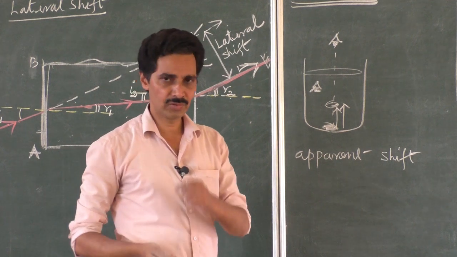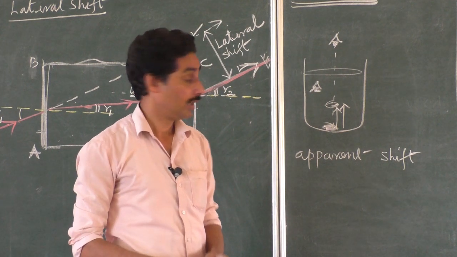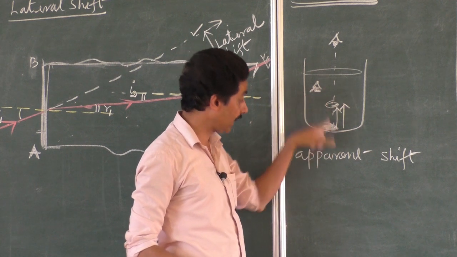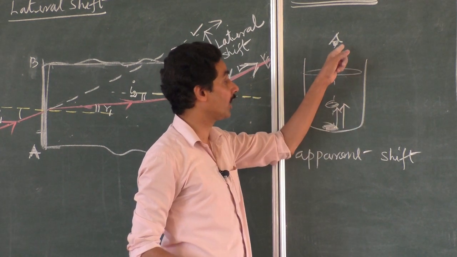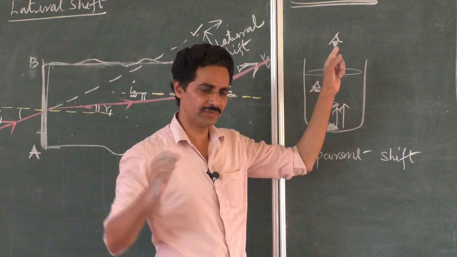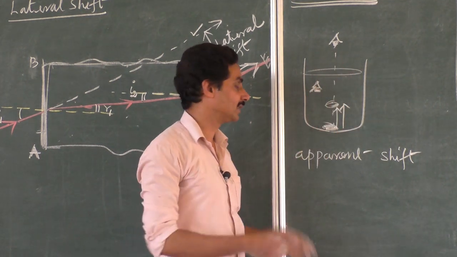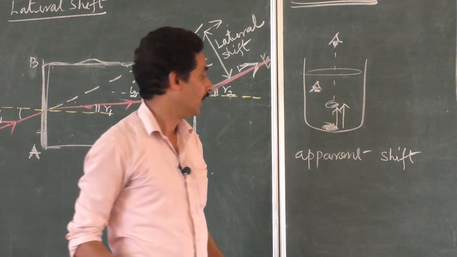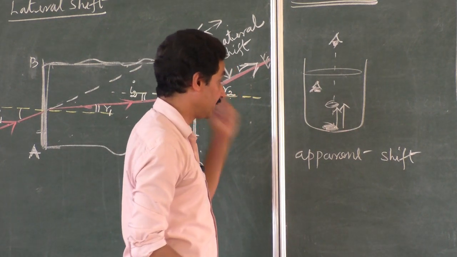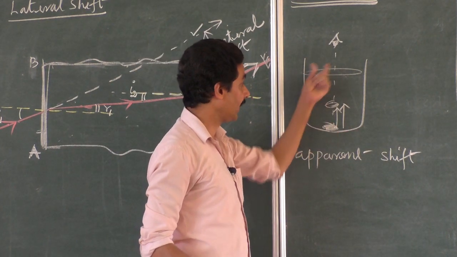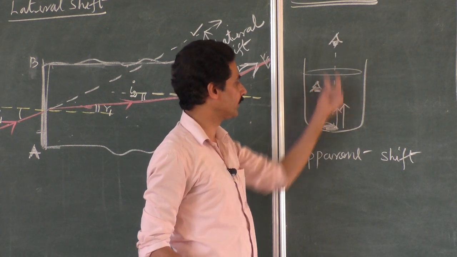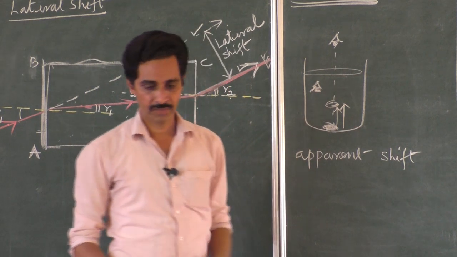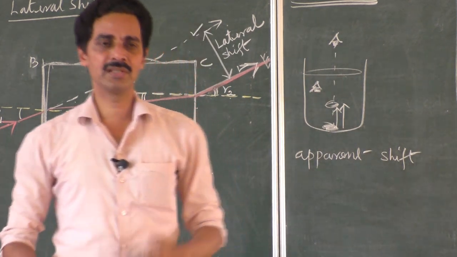So all these things should be mentioned in the definition. Apparent shift in the object position, which is kept in one medium and viewed normally from the other medium. So every word is important. If you miss any one keyword, you lose the mark, and it doesn't carry meaning. Apparent shift in the position of an object, kept in one medium and viewed normally from another medium, that shift is called normal shift. Okay sir, can we measure this normal shift?